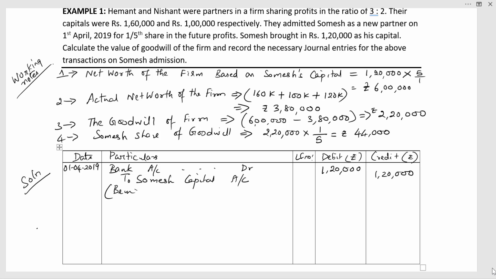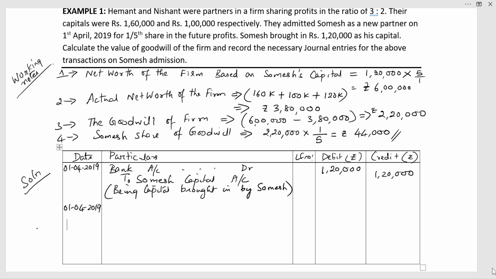Being capital brought in by Somesh. Same date, Somesh's share of goodwill is rupees 44,000, but he does not bring it in cash. It's not specified anywhere that he's bringing his share of goodwill in cash. So we'll adjust it through his current account.